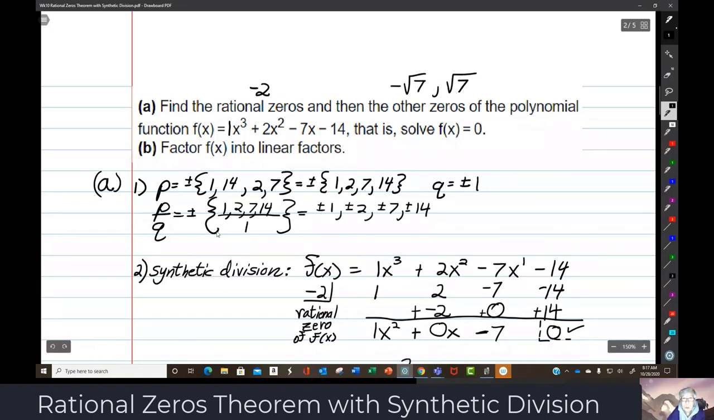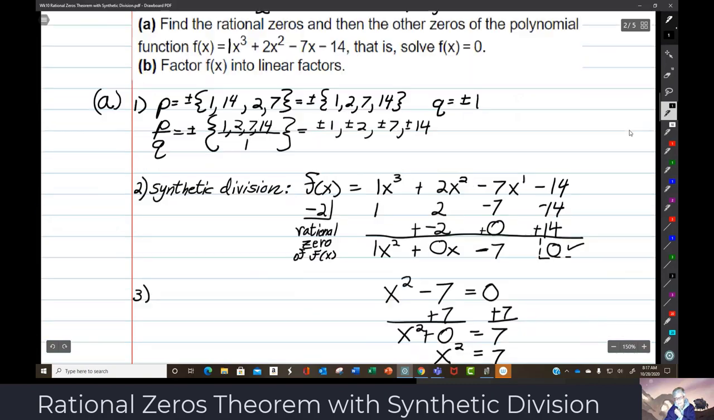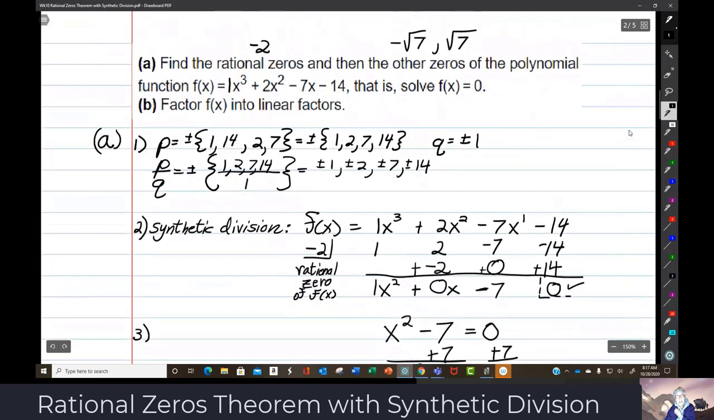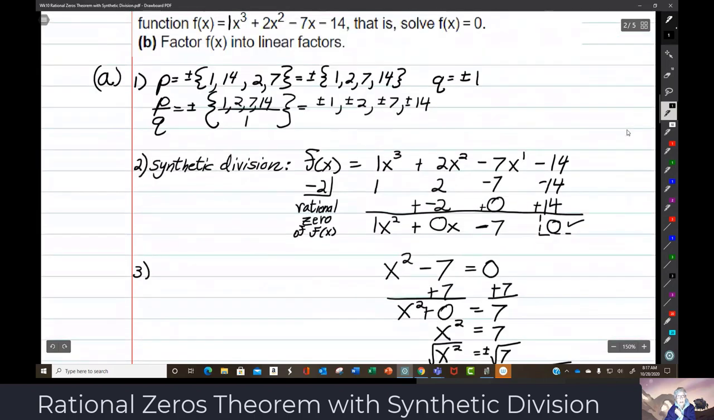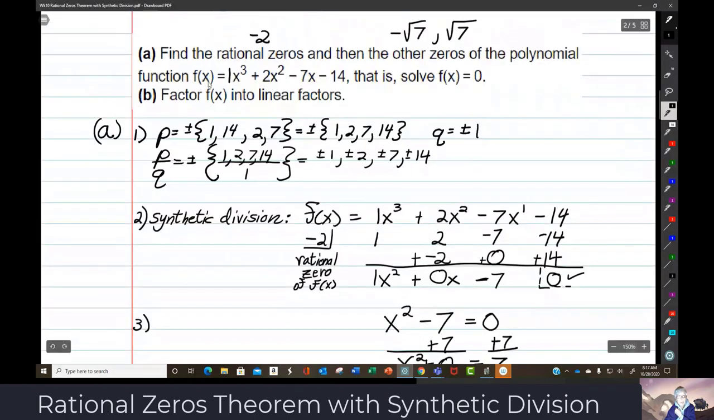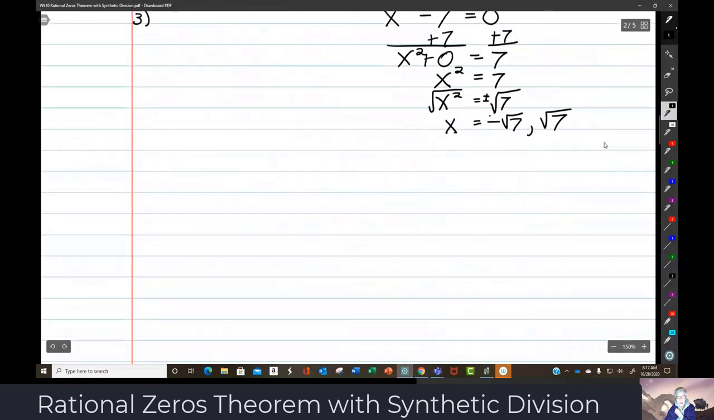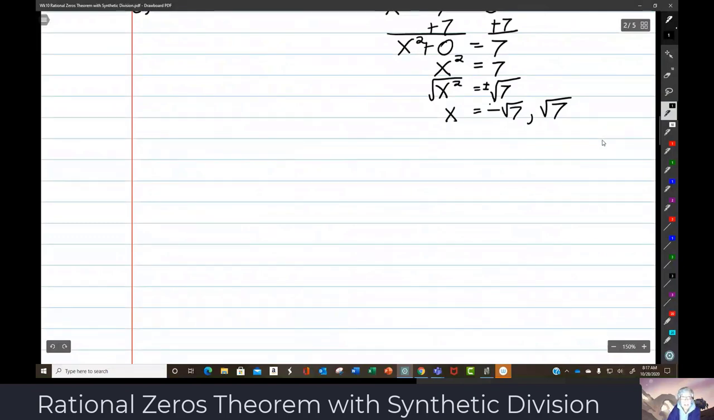And now I'm going to write x to the third plus 2x squared minus 7x minus 14 as a product of linear factors. That is, the power of each x is only 1. And I need the leading coefficient, which is 1. Okay. So part B.